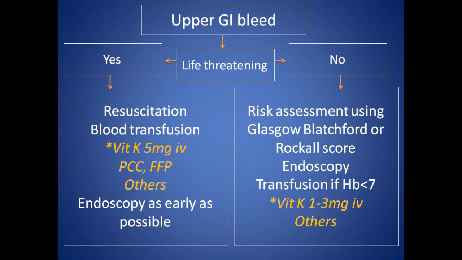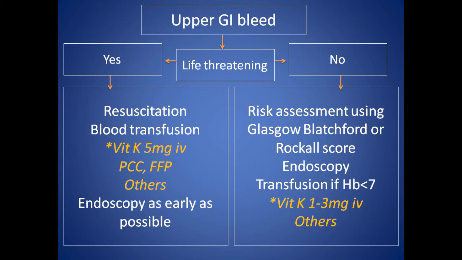So this algorithm is pretty simple. You have a patient coming with upper GI bleed, and I'm also talking broadly in terms of anticoagulant use. If the patient is life-threatening, go for resuscitation and blood transfusion, and think in terms of reversal if the patient is using warfarin. You have these options. You have vitamin K, but it takes around 4 to 6 hours for the action to peak. But it's a sustained action, so that over 24 hours you get the reversal.